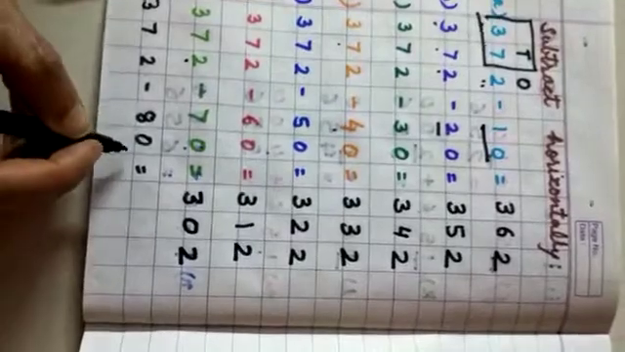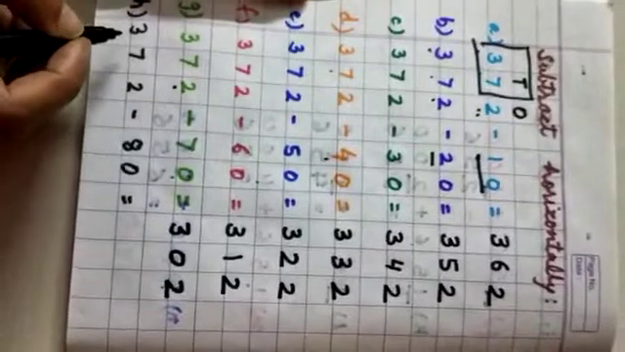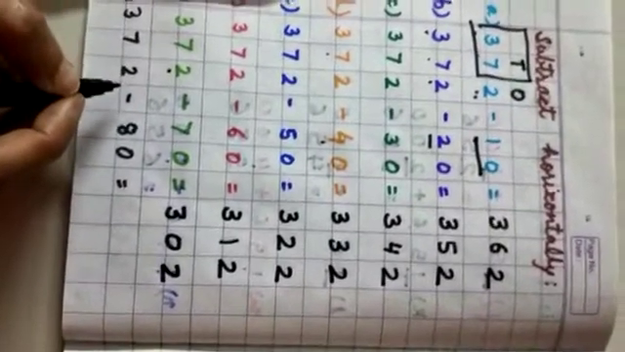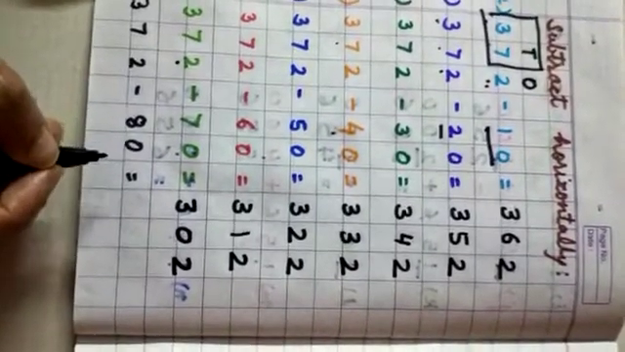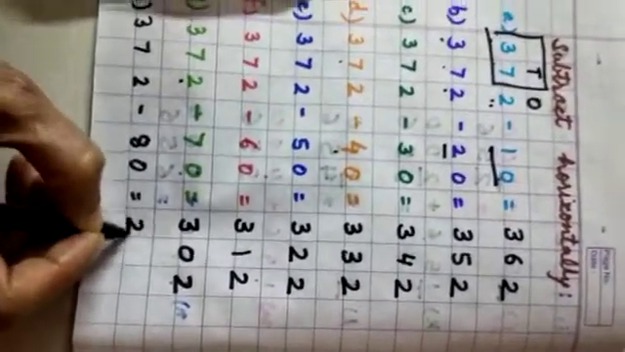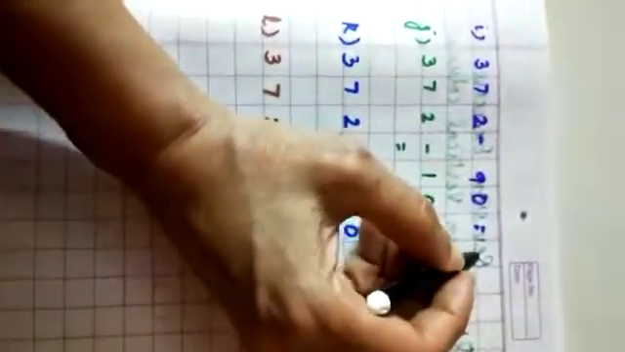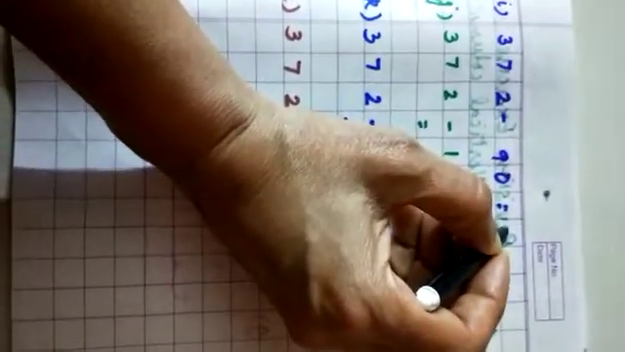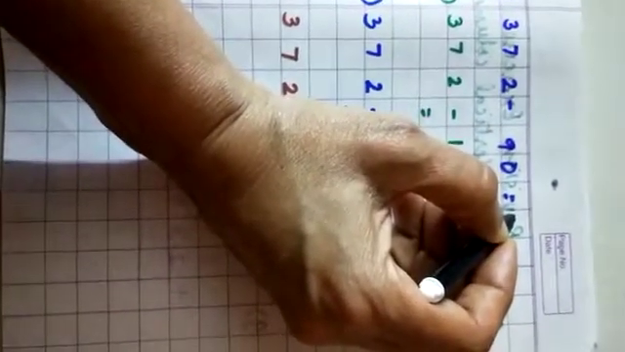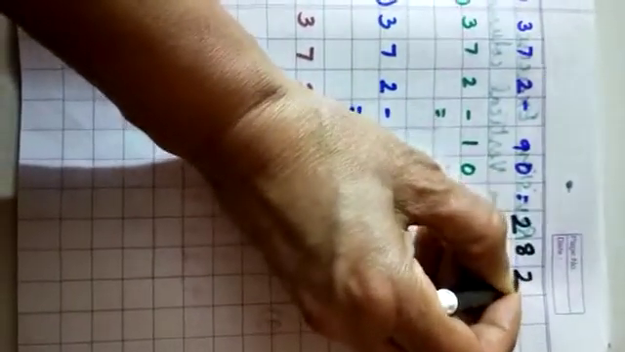37 minus 8. Take out your 8 fingers. Backward counting after 37: 36, 35, 34, 33, 32, 31, 30, 29, and 2 will come as it is. 37 minus 9: 36, 35, 34, 33, 32, 31, 30, 29, 28, and this 2 will come here.